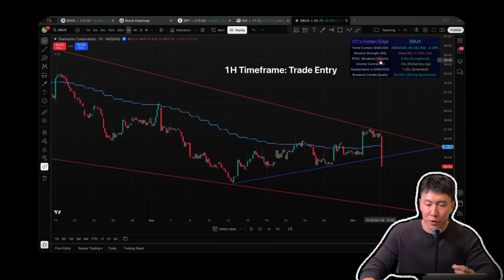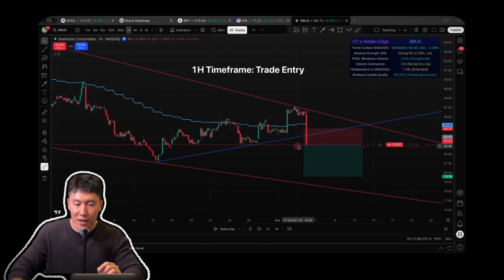And if we want to check the breakout volume, you can see that the volume is actually 3.4 times more than the average volume, which is exceptional, suggesting that with this breakout, there's a lot of sellers trying to push the price all the way down. And if we check the volume contraction, there's only a partial dry up. It's not the best, but it works as well. And in terms of the breakout candle quality, you can see that 93% of the candle itself is a body, which suggests that there's a very strong momentum.